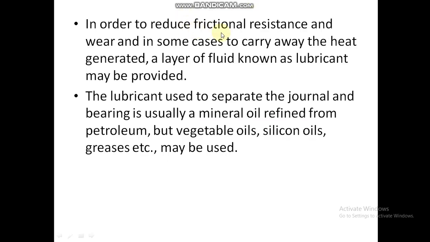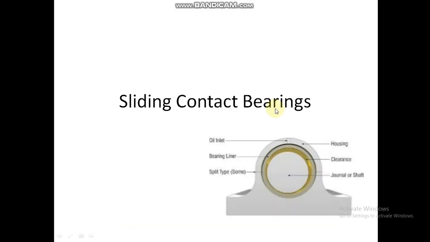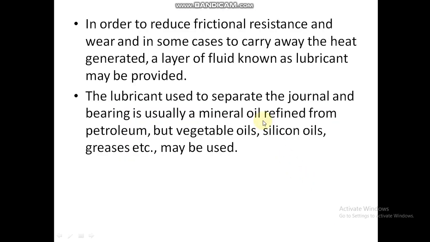In order to reduce frictional resistance and wear, and in some cases to carry away the heat generated, a layer of fluid known as lubricant may be provided. As I have told you, there is a friction between the bearing and the journal, and due to this friction, heat may be generated, and there is wear of the surfaces. So we provide a lubricant between the journal and the bearing. The lubricant is used to separate the journal and bearing, and usually a mineral oil refined from petroleum, but vegetable oils, silicone oils, greases, etc. may be used.